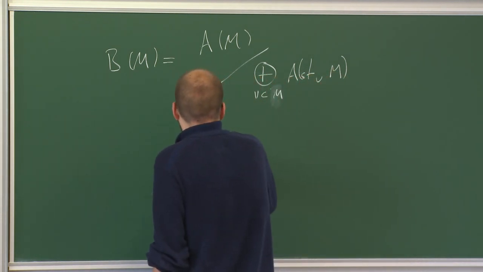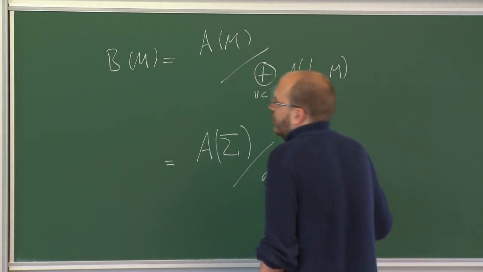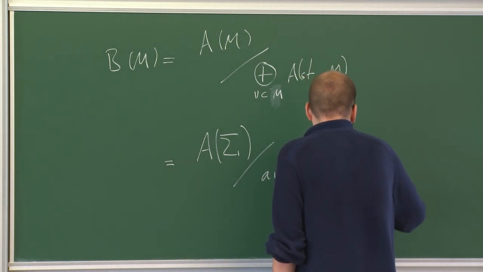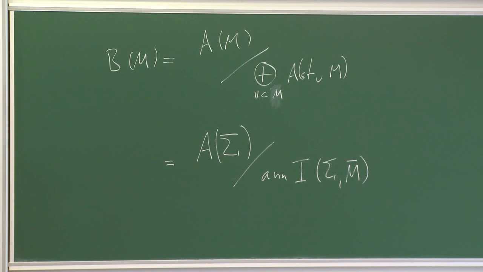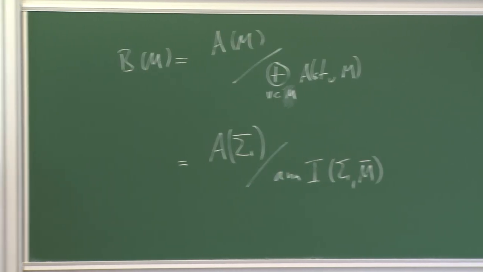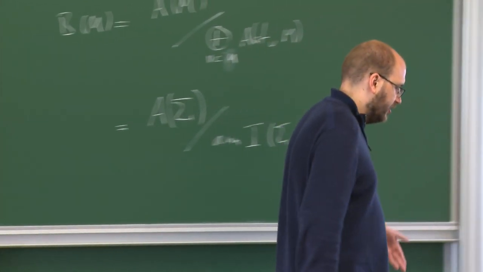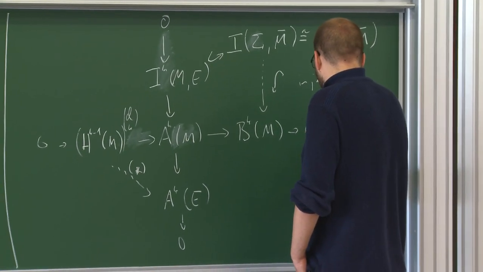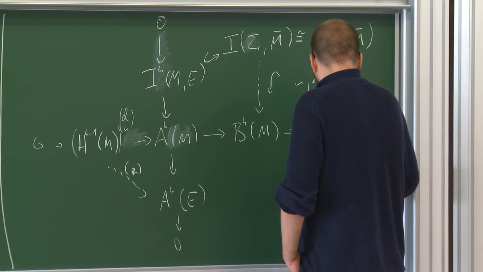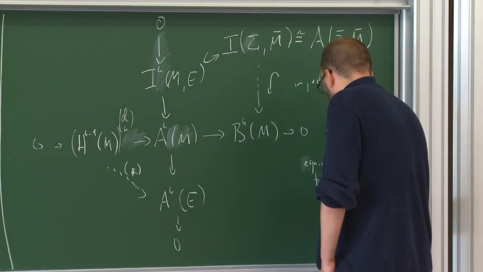In particular, this is the same as looking at A of sigma and modding out the annihilator of I sigma M bar. But as we discussed last time, having an injection from here to here, this injection from an ideal to the Poincaré duality algebra, to this ring modulo the annihilator of the ideal, is equivalent to the Bayes pairing property.